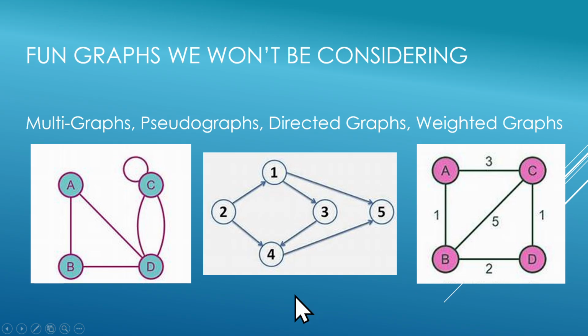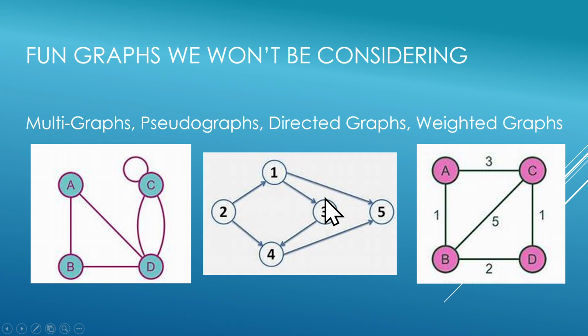First, we'll go over some fun graphs that we won't be considering. Multigraphs are graphs with multiple edges between nodes. See, this first graph has two edges between C and D, so it's a multigraph. Pseudographs are graphs with self-loops. So this C here has a loop to itself, so it's called a pseudograph as well. We won't be considering those.